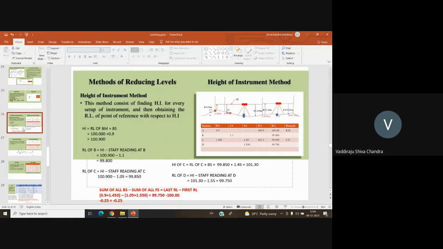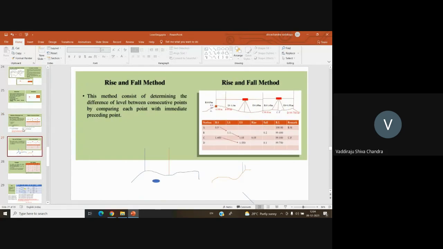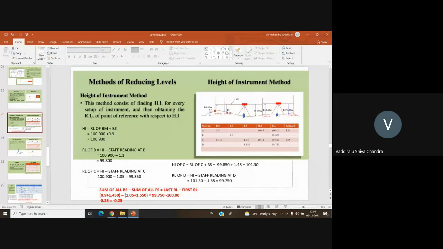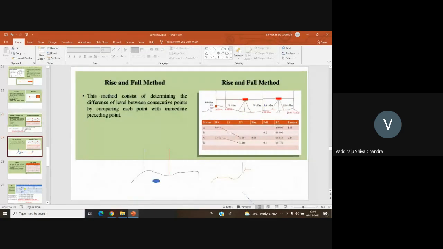So you have already done this method of reducing levels, the height of instrument method. You have already done both the sections: how to calculate the reduced level when a set of readings are given. In addition to this height of instrument method, we have one more method, that is the rise and fall method. In this method, we will be determining the difference of levels between consecutive points by comparing each point with the immediate preceding point.